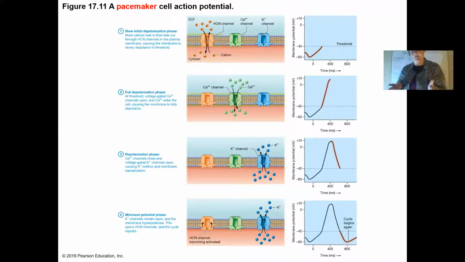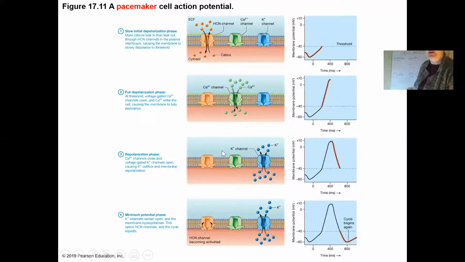Does that make sense? And what cells are these? Are these your regular heart cells? No, these are your pacemakers, right? Pacemakers: leak, calcium, potassium, resting membrane potential. Okay, well, you get the picture. Remember, these are the pacemakers. They only account for about 1% of the cells in the heart.